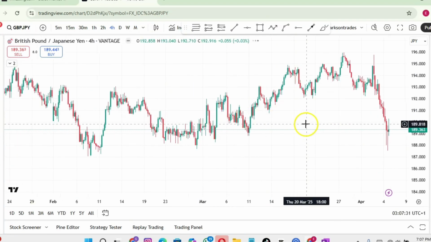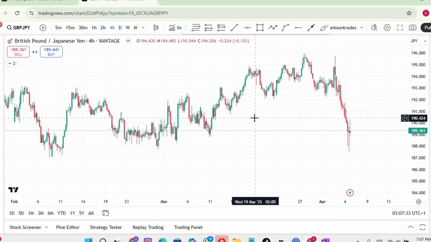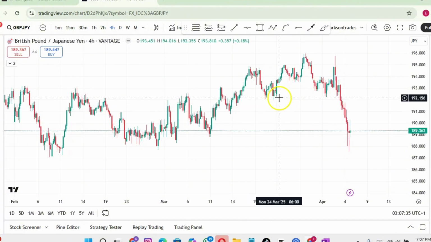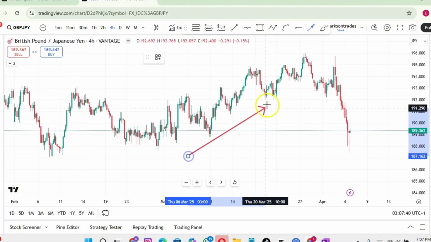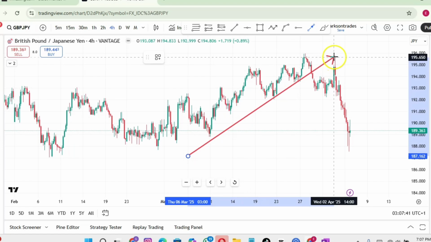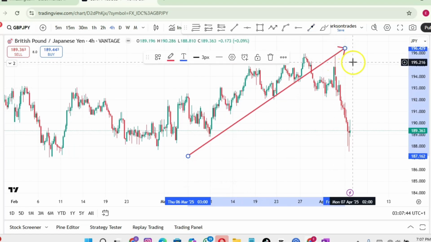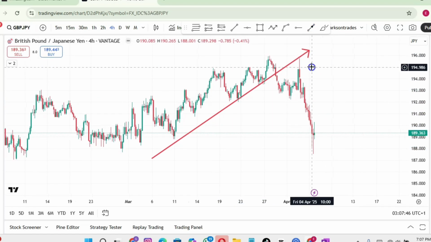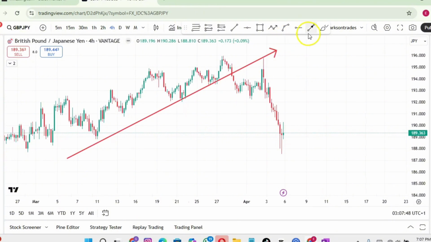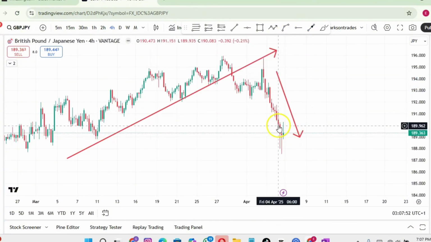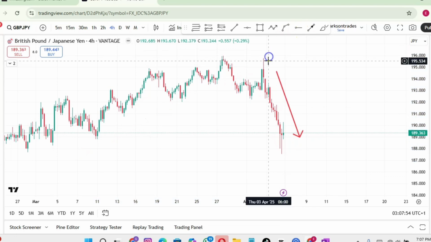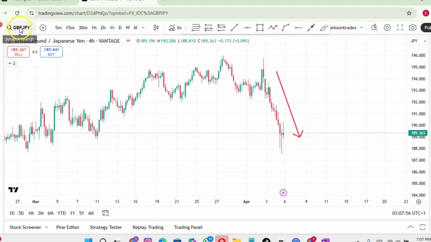All right, now this is Great British pound against Japanese yen. First of all, we had buyers in this market pushing prices up. Then suddenly, sellers took over this market and they are now pushing prices down. So currently, it means that the Great British pound is depreciating against the Japanese yen.